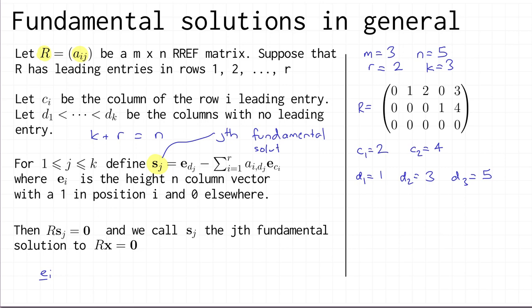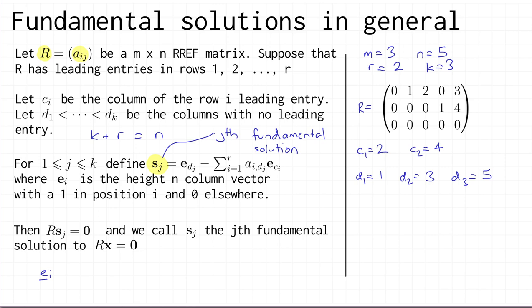And remember that the interpretation of these fundamental solutions in terms of solving equations is that they're the ones that you get when you make the jth free parameter equal to 1 and all the other free parameters equal to 0. So then this fundamental solution you can work out is equal to E dj, so that is the djth standard basis vector, minus the sum from i equals 1 to r of a i dj times e ci. So the a i dj, those are the entries in our row-reduced echelon form matrix R in column dj.